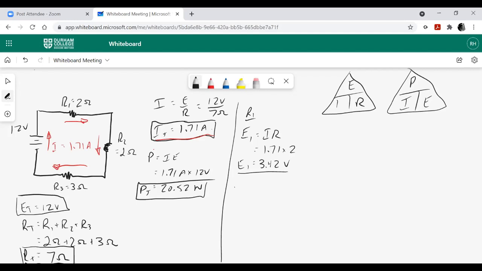I want to find the power. How much heat were we actually making at R1? So P1 equals IE, which is 1.71 amps times, we just solved for this, 3.42 volts. That gives me 5.85 watts.